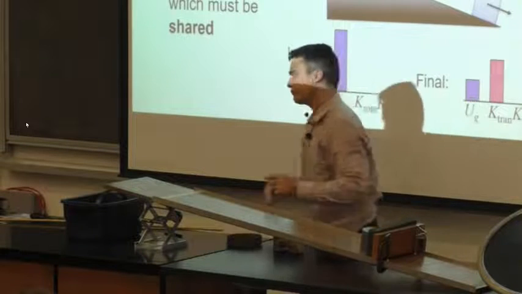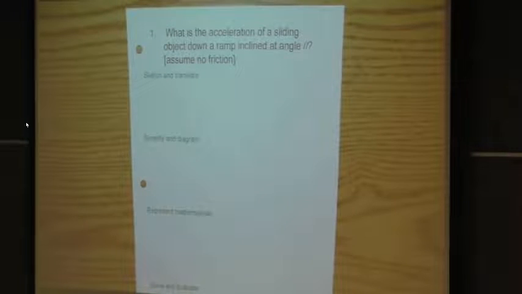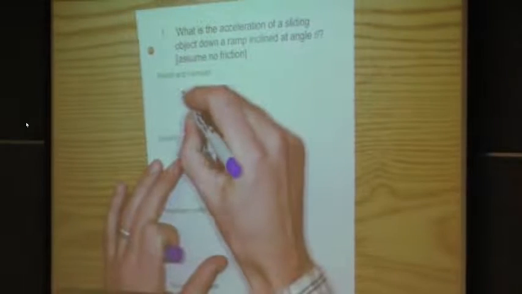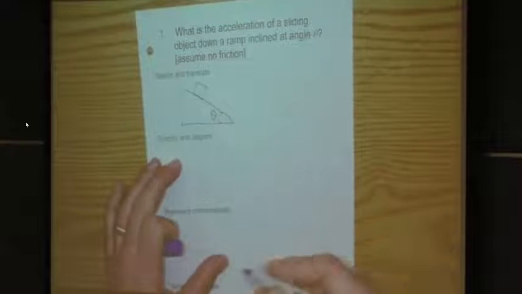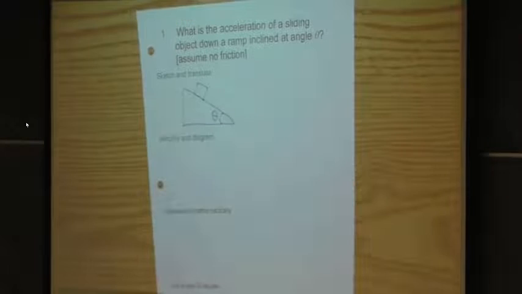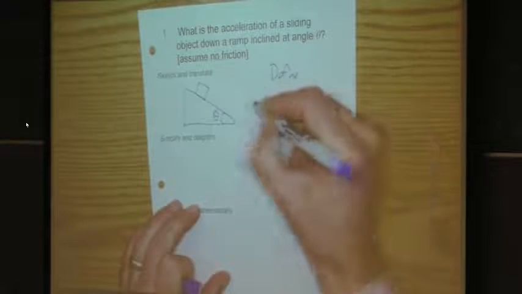Okay. Now we can do this with just dynamics. It's pretty easy. What's the acceleration of a sliding object down a ramp at an inclined angle of theta? So this one, I'm kind of hoping you guys could do this in your sleep. Assume no friction. We define y as up, and x is this way.